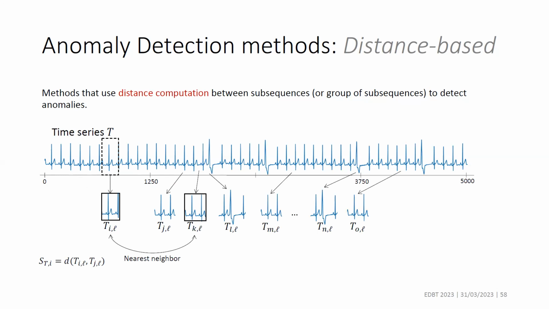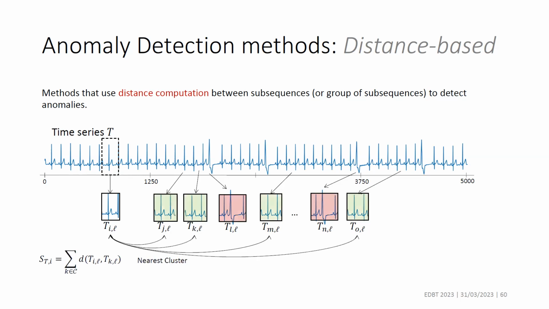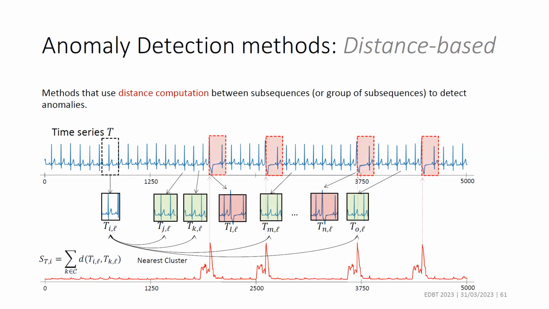Discord-based approaches are doing this. You can also use the k-th nearest neighbor, so instead of looking at the first neighbor, you look at the k-th one. This avoids the problem of similar subsequences, so similar anomalies repeating over time. You can also do clustering over all the possible subsequences, find the nearest cluster, and then compute the distance to it. So distance-based is a grouping of all these methods that compute distances for subsequences, and then use this distance computation to identify the anomalies.